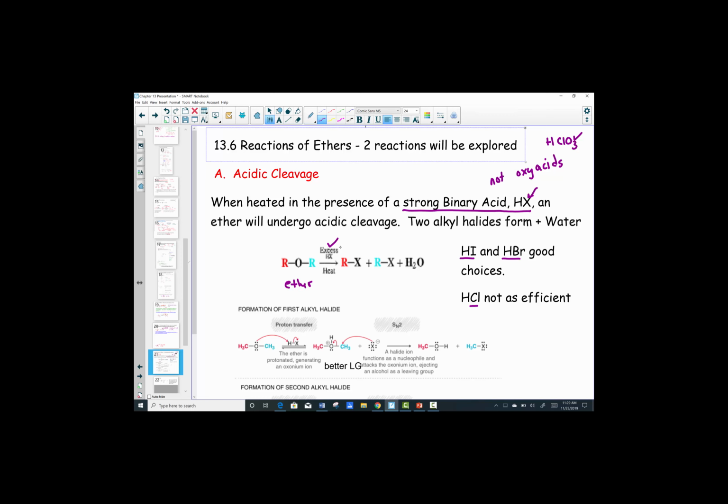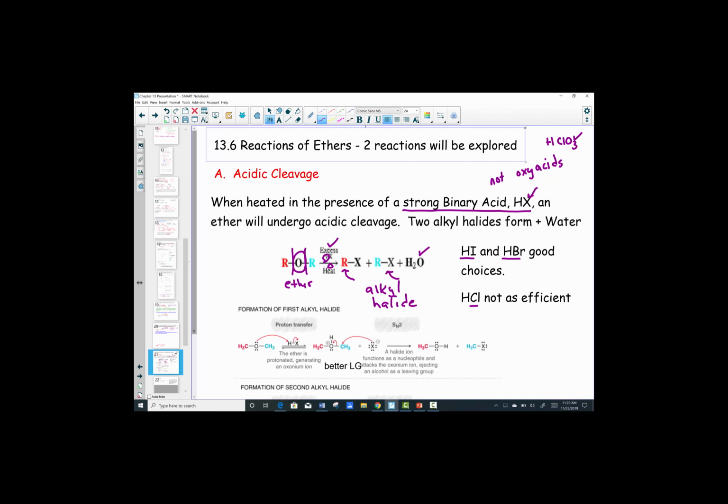And notice it says excess amount, so this is going to be a 2-step mechanism, breaking both sides of this ether linkage 1 step at a time. So we need excess amounts of our strong acid and in the presence of heat. What we'll notice is that the first alkyl group to the left forms an alkyl halide in the first step, and in a next step, the second alkyl group forms an alkyl halide. And of course, the oxygen in the center ends up being protonated to form a water molecule.